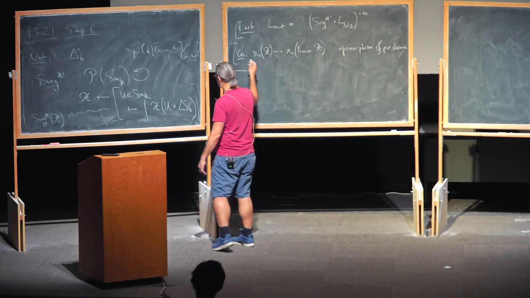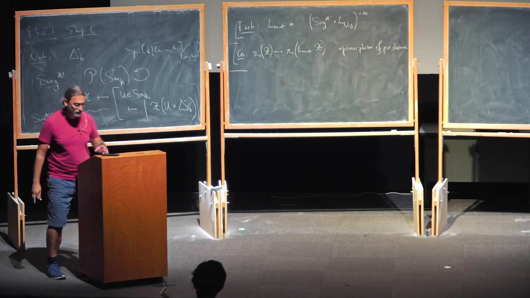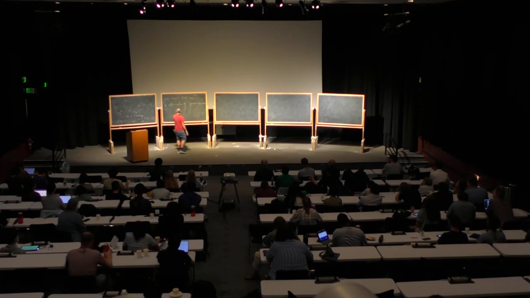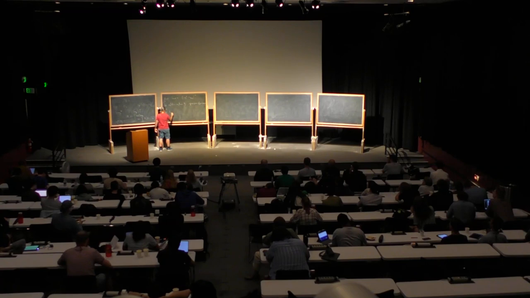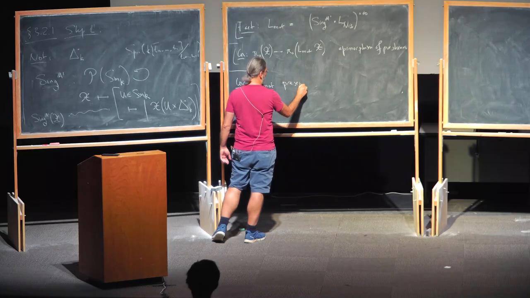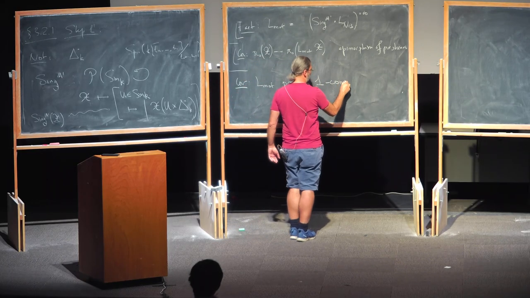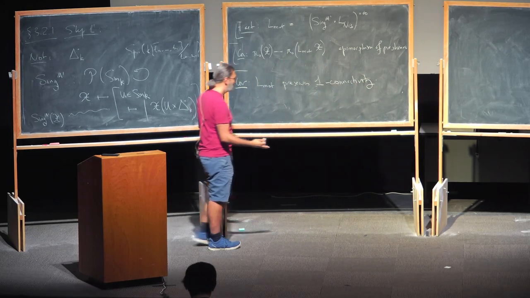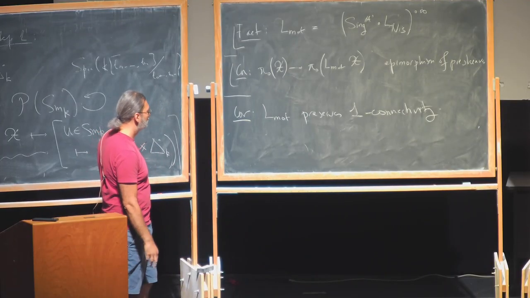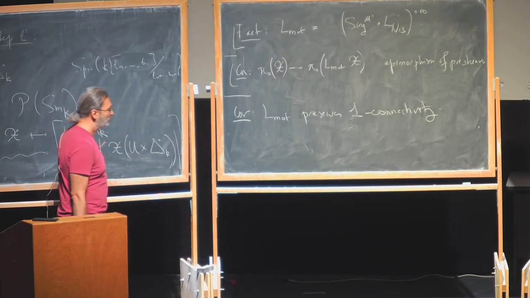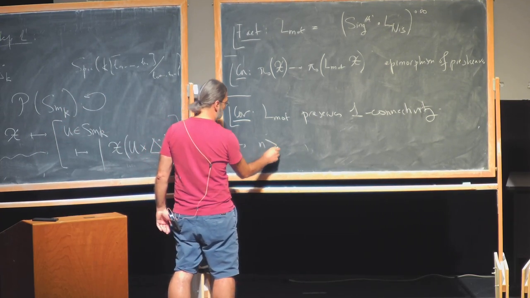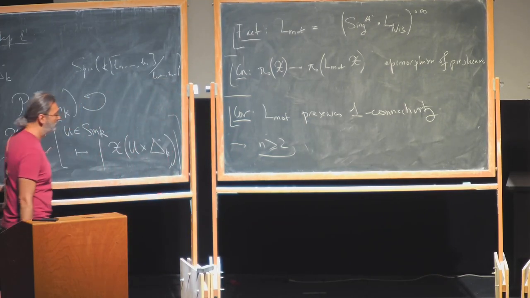So I don't want to spend so much time because I don't have that much time left, and it's kind of easy. And so as a corollary of this, we see that L mod preserves one connectivity. One connectivity is just being connected, and so it's because of this. Okay? Right, and as a conclusion, we may assume that n is bigger than 2.